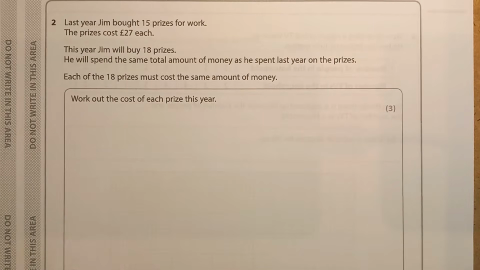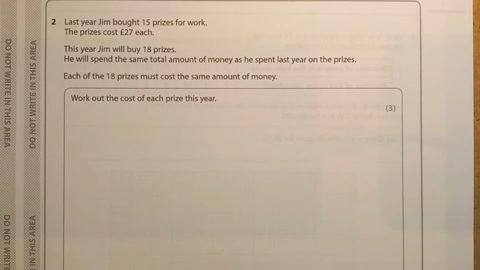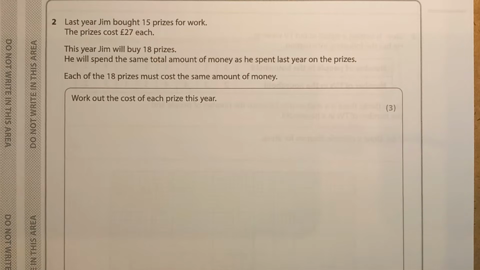Question 2. Last year, Jim bought 15 prizes for work. The prizes cost £27 each. This year, Jim will buy 18 prizes. He will spend the same total amount of money as he spent last year on the prizes. Each of the 18 prizes must cost the same amount of money. Work out the cost of each prize this year.